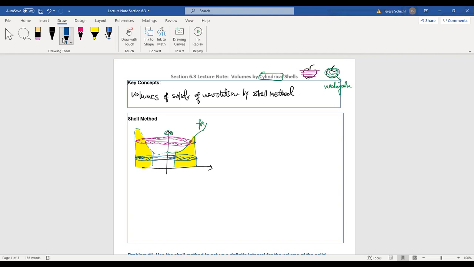That's why let's take a look at what the shell method does. Remember, the shell method is peeling, kind of like peeling an apple here. So if this is my f of x, and this is the area, the same thing, I want to rotate here, right? So the same thing here, I am looking for the volume generated by here and here.